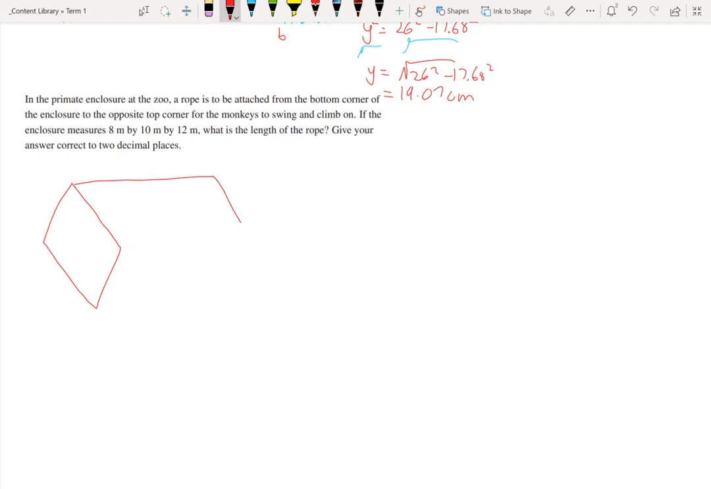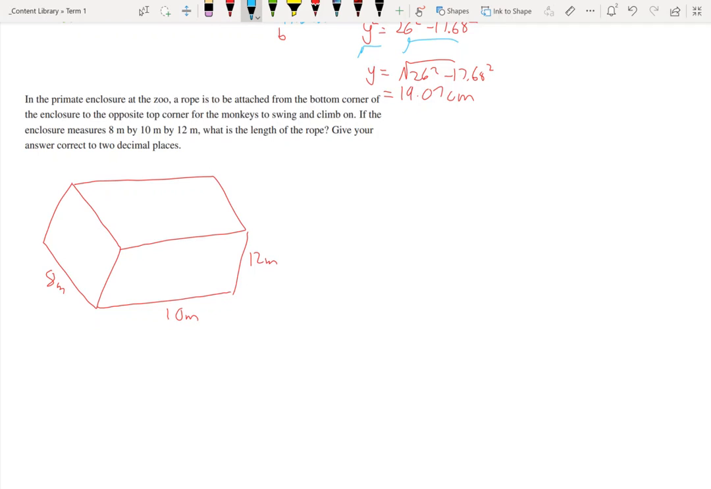Hopefully not too dodgily. I'm trying to make it nice and... Oh, that's really poor dimensions. Let me try again. Okay. So we know that it's 8 meters by 10 meters by 12 meters. It doesn't matter where I put those.